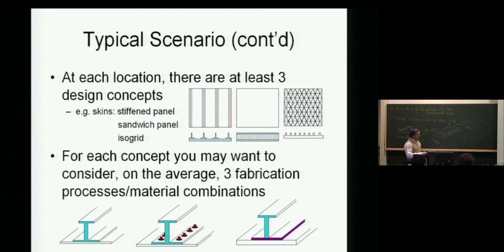Now, for each of those, you may have three different ways to make it. For example, if it's skin on skin with stringers, you can co-cure, which means both of them go together, and then you go in the autoclave and cure, and out comes the perfect structure. Or you can cure them separately and then use fasteners to hold them together, which is more like the black aluminum old method of doing things. Or you can use an adhesive. This color here is meant to be adhesive between the two.